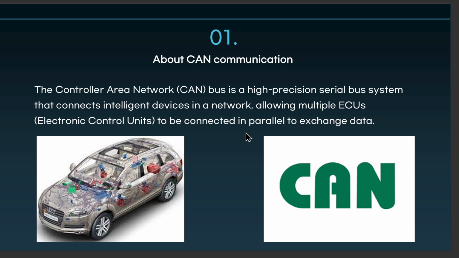First, I will explain the definition, features, and advantages of CAN communication. The controller area network bus is a high-precision serial bus system that connects intelligent devices in a network. It enables multiple ECUs to communicate by connecting them in parallel to exchange data. This system is widely used in various fields, such as automotive applications and industrial automation.